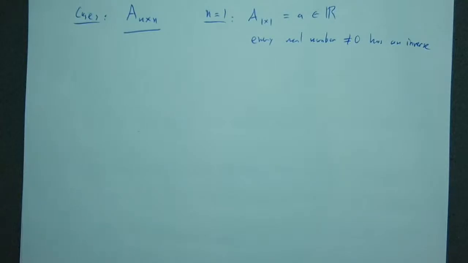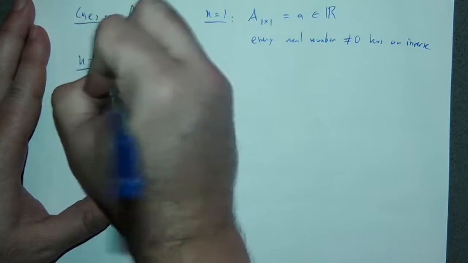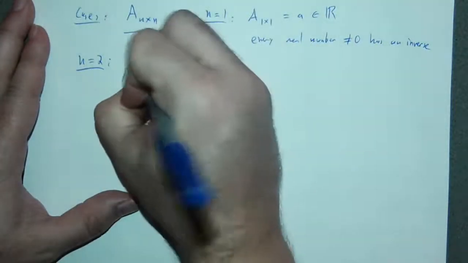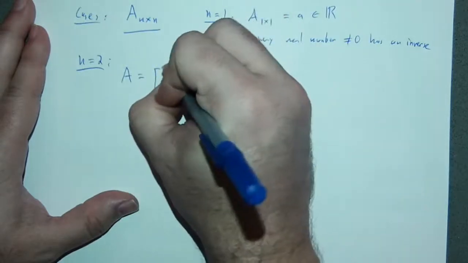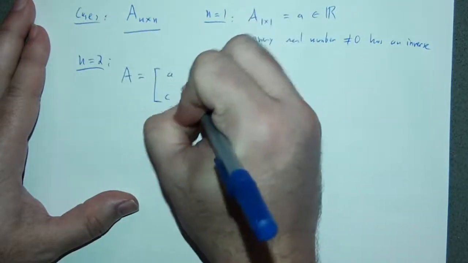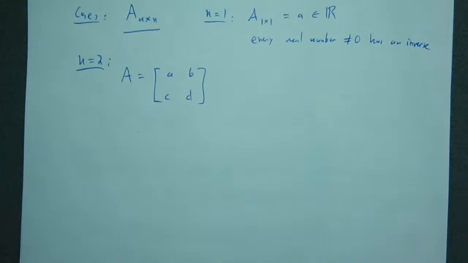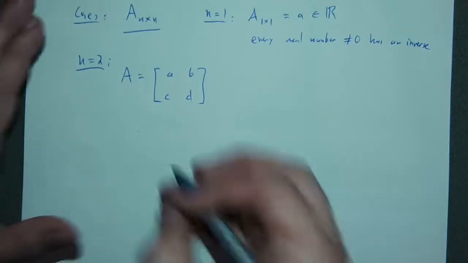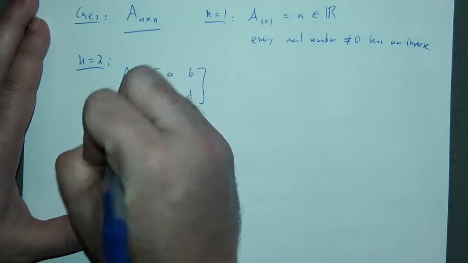Okay. All right. So there's the n equals 2 case. So A is a 2 by 2. What does a 2 by 2 matrix look like? Well, let's call it A, B, C, D. Now, there's a fact that you almost certainly probably know. So there's a big fact.